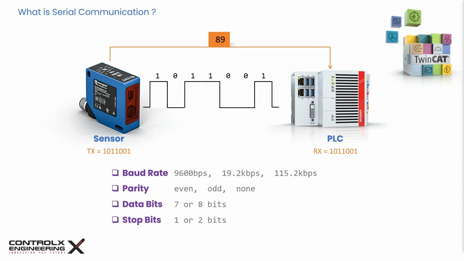Stop bits indicate the end of a data packet. Common configurations are 1 or 2 stop bits. The choice of stop bits can affect the timing of data transmission.